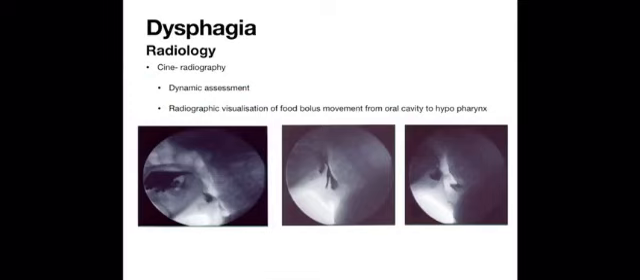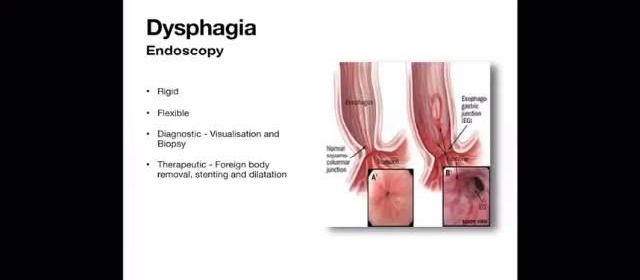Videoradiography or fluoroscopy. It is a dynamic assessment of the swallowing mechanism. The lower diagram shows a radiological visualization of food bolus movement from the oral cavity into the hypopharynx. The first shows the contrast in the oral cavity, the second one at the level of the hypopharynx, and in the third diagram, the bolus has moved down into the esophagus.